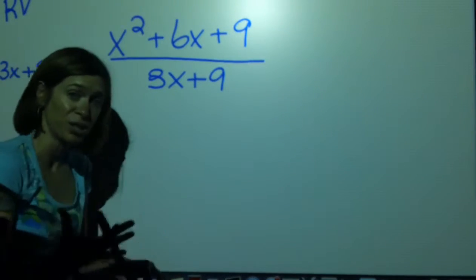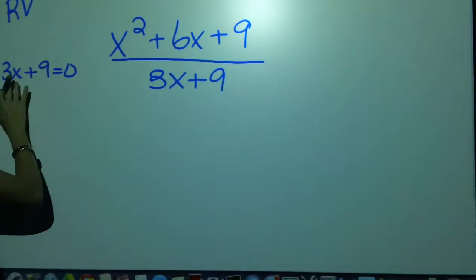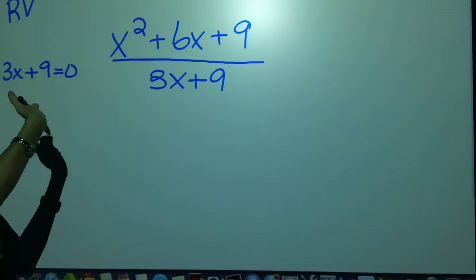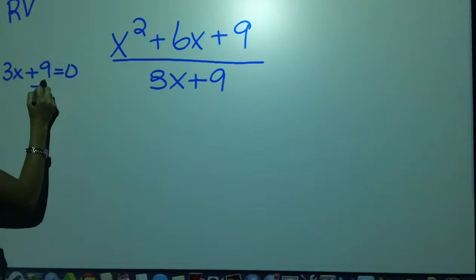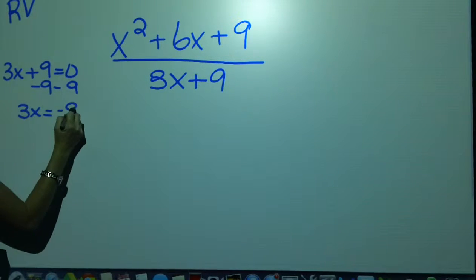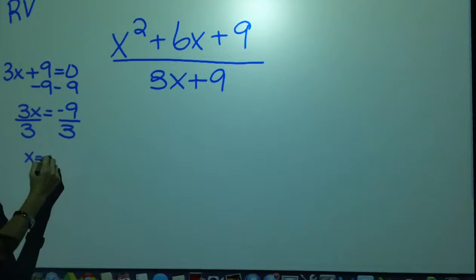Okay, that will make that expression 0. So if you set the expression, the denominator, equal to 0, it will give you the value that is going to make the expression 0. That's what that does. So I would subtract 9 on both sides, and I'm left with 3x equals negative 9, and then I'm going to divide by 3. So I get x equals negative 3.